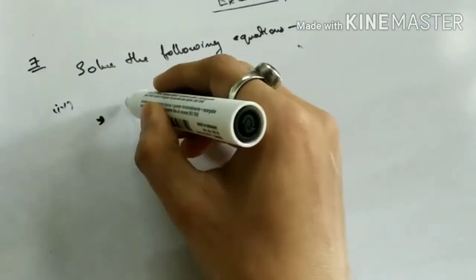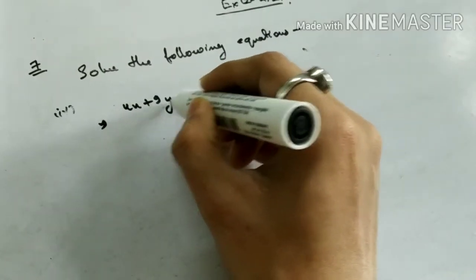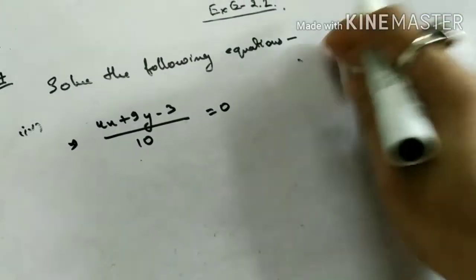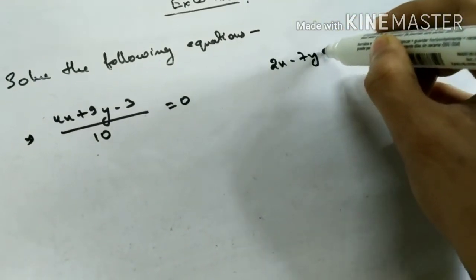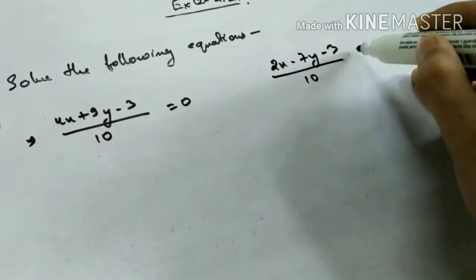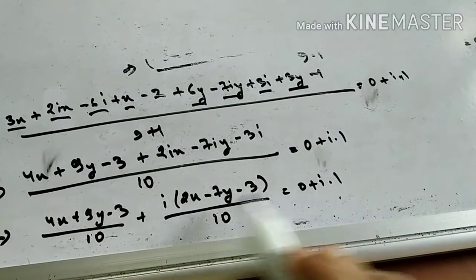Okay, real part equals 4x plus 9y minus 3 by 10, this is equal to 0. And then next, 2x minus 7y minus 3 by 10, this is equal to 1. Okay, real part equal, imaginary part equal.